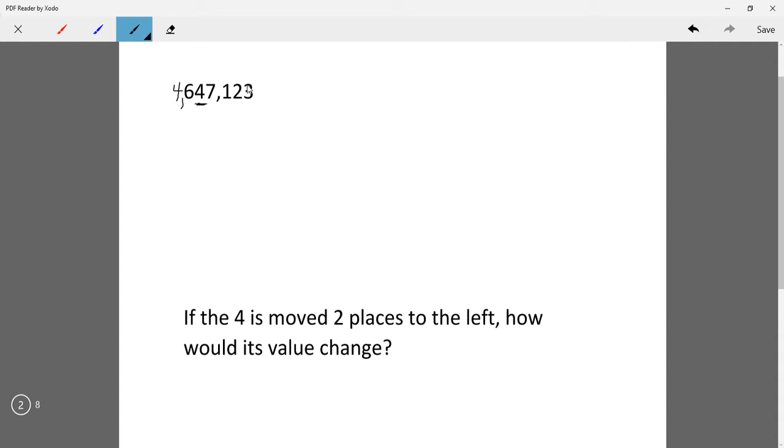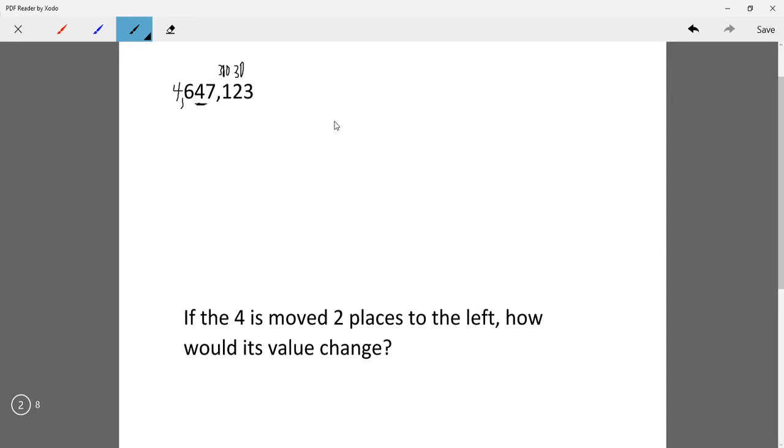So if we're at this 3 in the ones, we move it to the tens column, it becomes worth 30, which is 10 times more than 3. Now if we moved that 3 here, it would be worth 300. And that would be 10 times more than 30, and it would also be 100 times more than 3. So basically, every time we move 1 space to the left, we're multiplying it by 10.